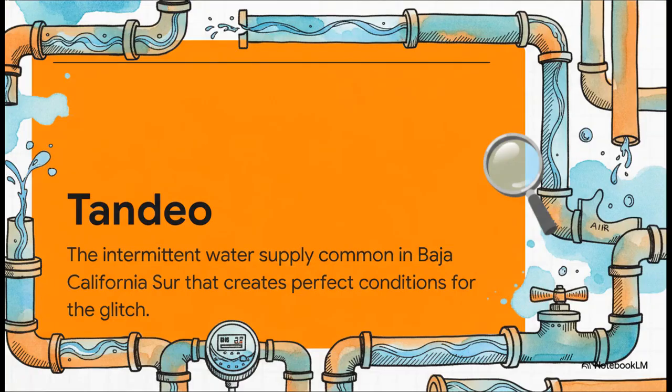So what's causing this whole mess? Well, it comes down to a local practice called tendeo. That's the intermittent water supply. Every time the utility, SAPA, turns off the water, air gets into the pipes. When they turn it back on, that air creates the absolute perfect storm for this glitch to happen.